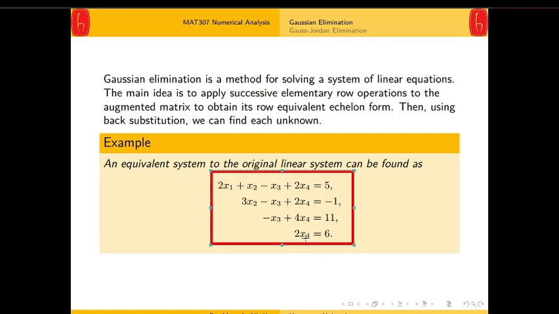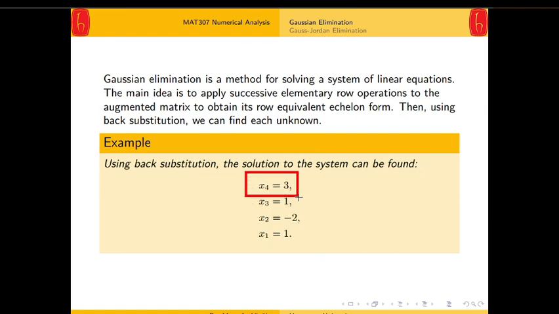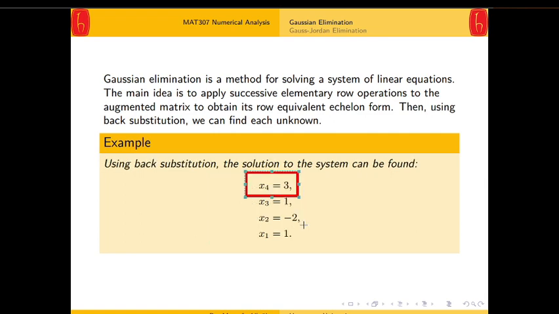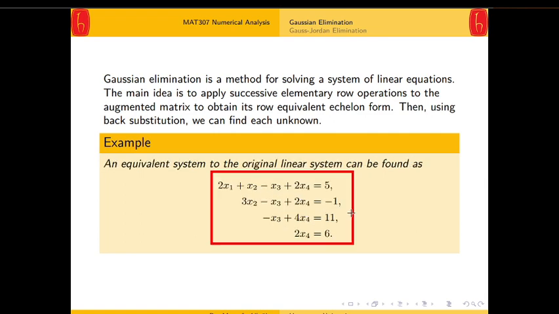Like here we have 2 times x4 will be 6, so x4 will be 3 basically. Given x4 equals 3, we can say this is 12, and 11 minus 12 will be -1, so x3 will be 1. Then x3 equals 1, and x4 being 3 makes this 6, minus 1 will be 5, and then moving 5 to the other side, this will be -6, and x2 will be -2.